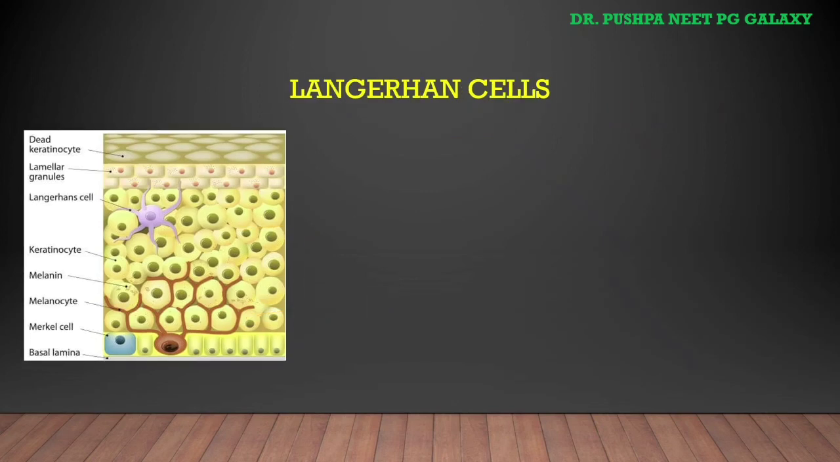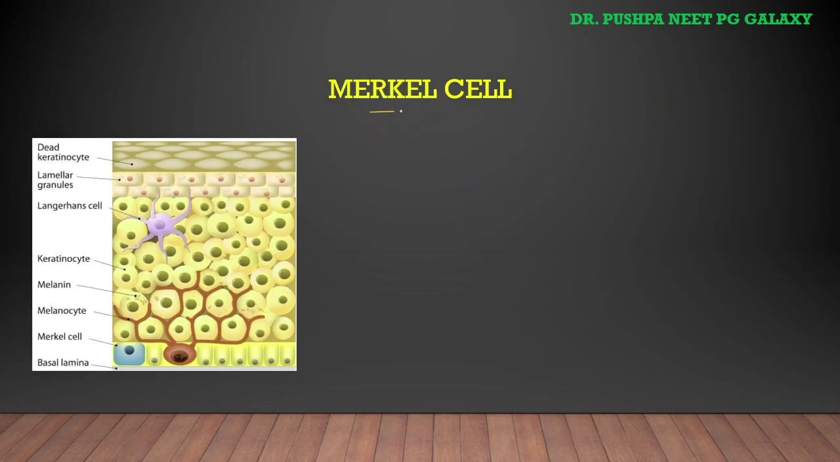Next one is Langerhans cells. It is also called dendritic cell. These are the mobile cells. Usually it is present in stratum spinosum and stratum granulosum layer. This comes from bone marrow. This Langerhans cell is also called antigen presenting cell in the epidermis. Next one is Merkel cell.